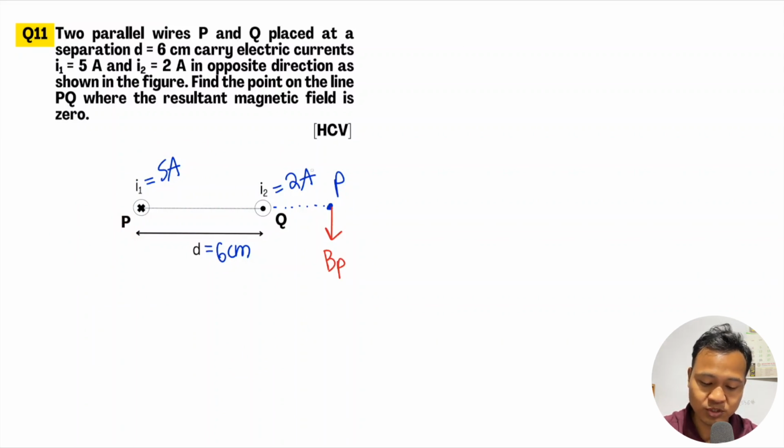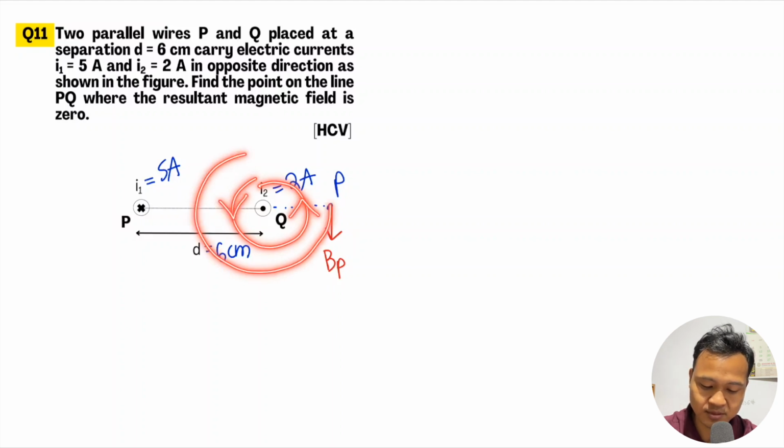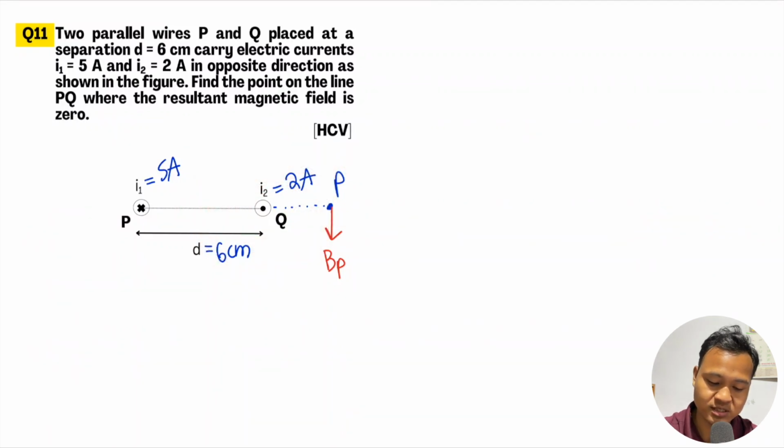Due to Q, current is outward. So that means the magnetic field will be like this. Okay, so that means at this point it will be upwards. So this is B due to Q. Okay.